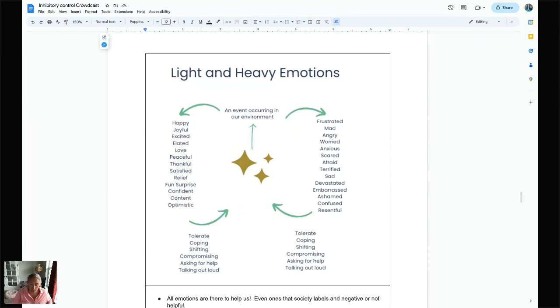And then something that's really important to talk about with this visual is the same things, right? Tolerate, cope, shift, compromise, ask for help, talk out loud, support you with both kinds of emotions. So again, we're looking for this quest of emotions are kind of information givers. One set of emotions isn't good and one set of emotions isn't bad. That's not necessarily something that we're very good at as a society, right? We kind of teach kids that all those heavy emotions are bad and we don't want to feel them. We want to get back to happy, but really what we want to get back to is contextually flexible.